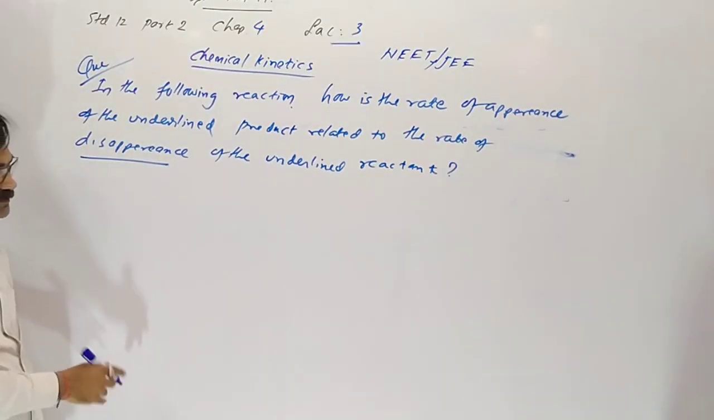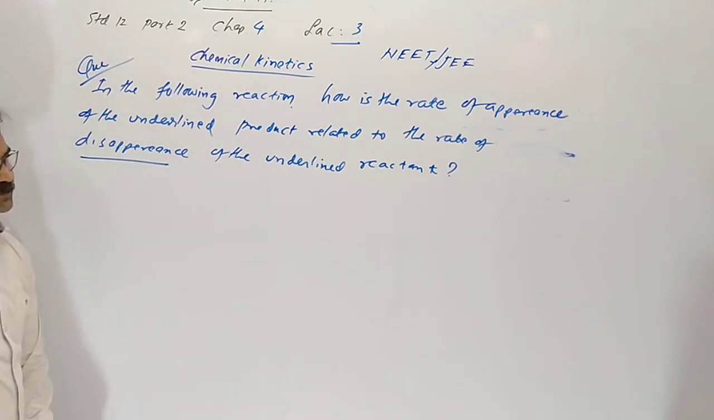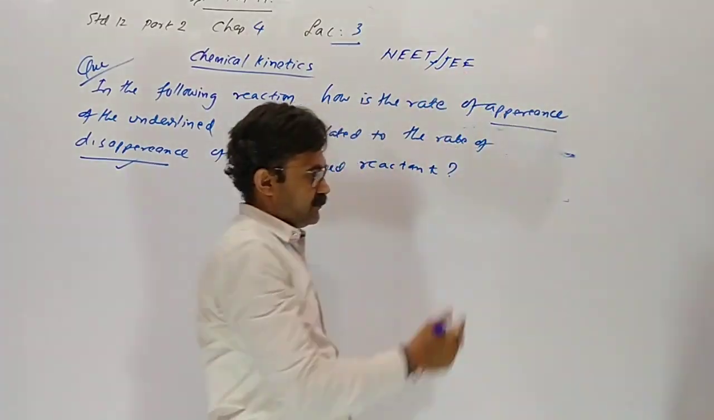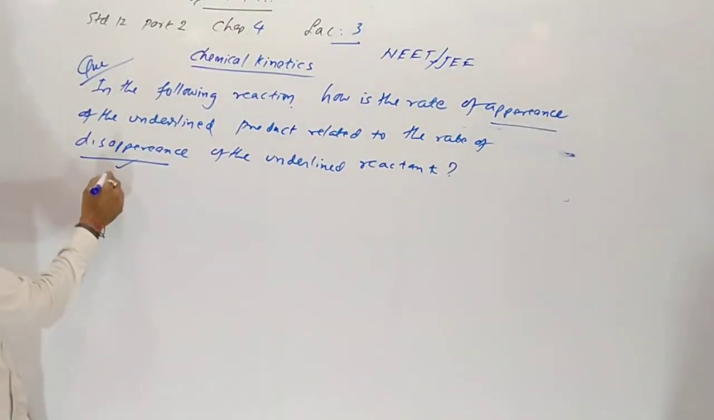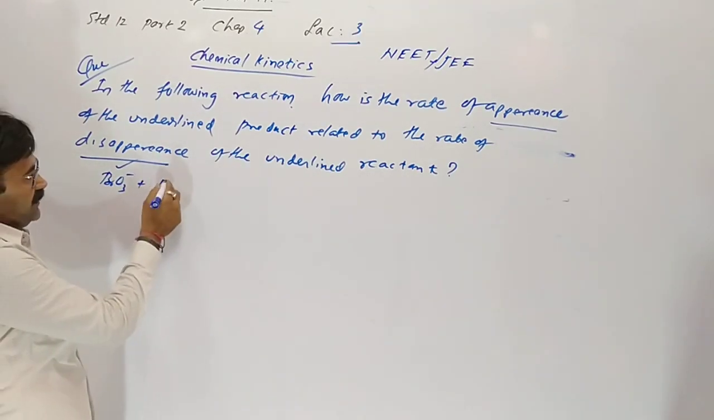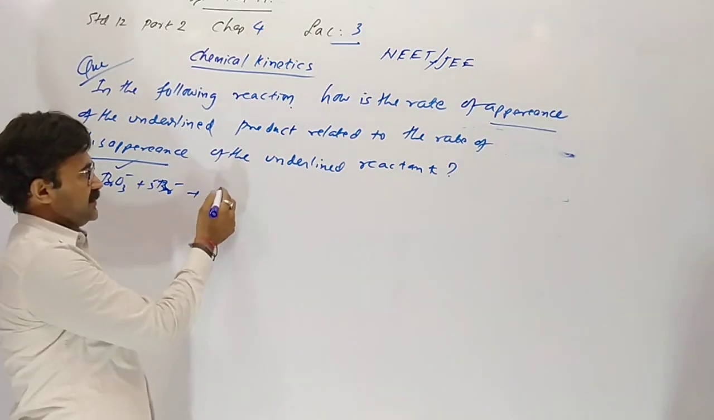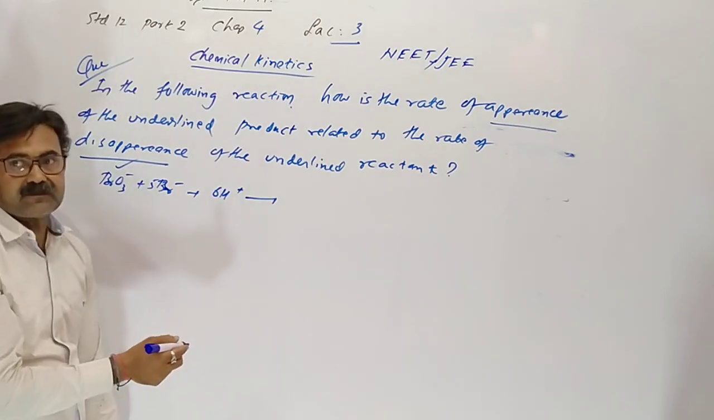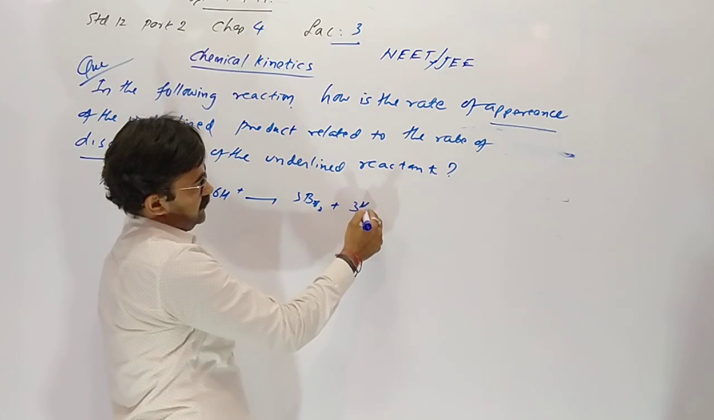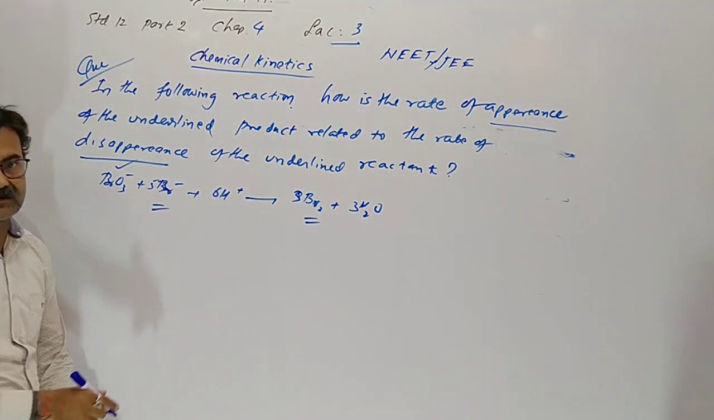Disappearance means used up. Appearance means produced. Disappearance means decomposed; here it is produced. The reaction is given. This is our reaction from the book. Here BrO3 minus plus 5Br minus plus 6H plus gives 3Br2 and 3H2O. Underline is given on bromine and Br minus.